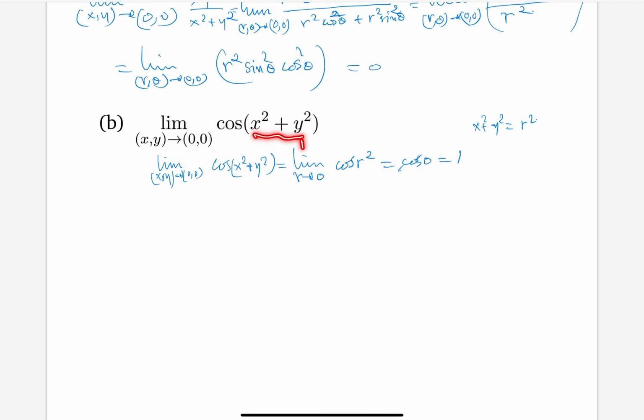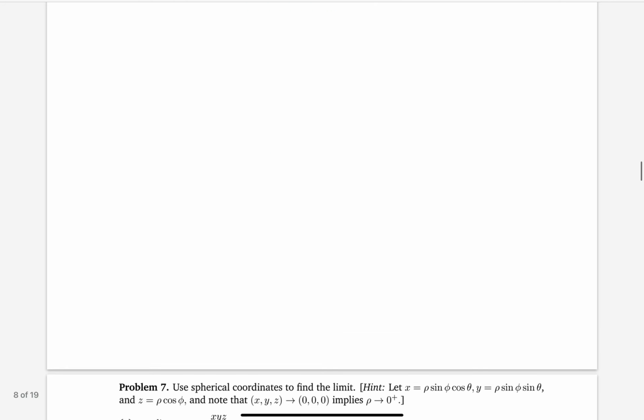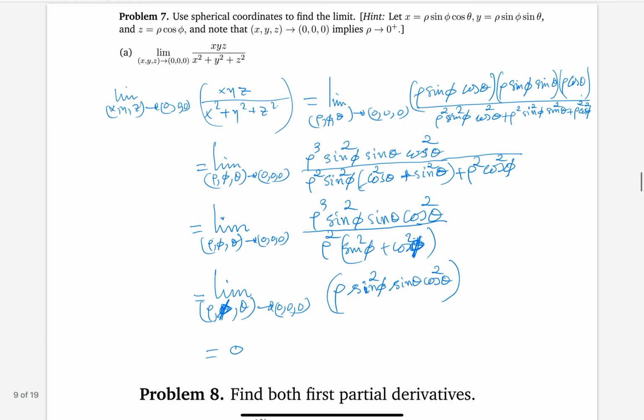This one is just r, okay? And this one, you take the limit as r goes to 0 of this one, which is equal to cos 0, which is 1. That's it. Now, question number 7. Use the spherical coordinates and find the limit.